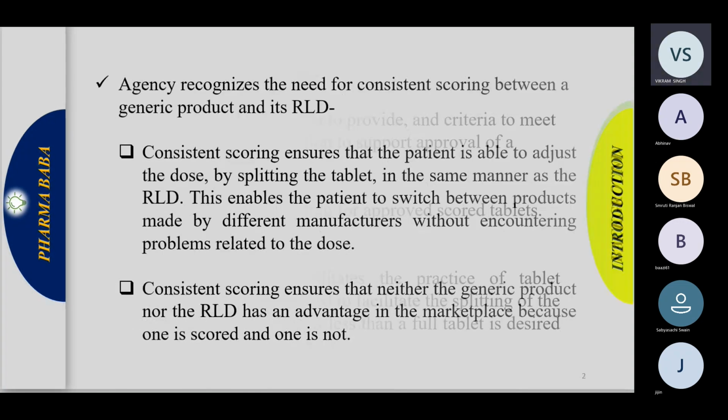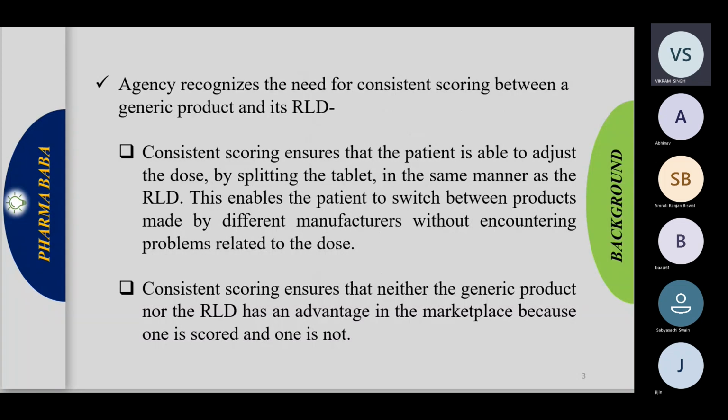Now, what does the agency recognize? The agency recognizes the need for consistent scoring between a generic product and its RLD. Consistent scoring ensures that the patient is able to adjust the dose by splitting the tablet in the same manner as the RLD. This enables the patient to switch between the products made by different manufacturers without encountering problems related to the dose.